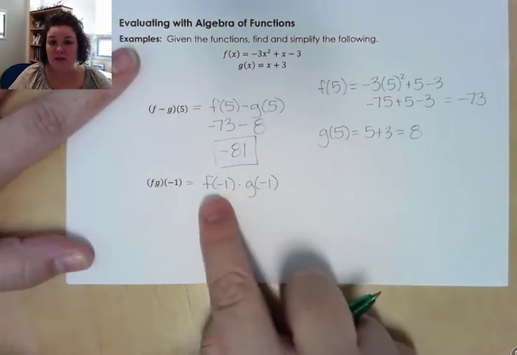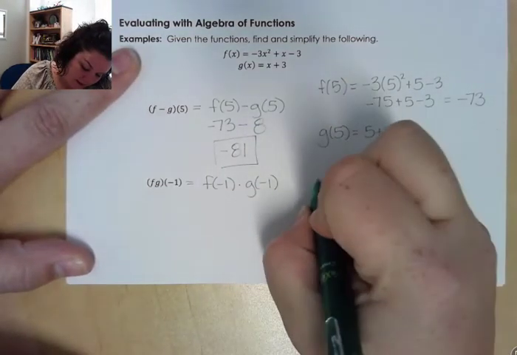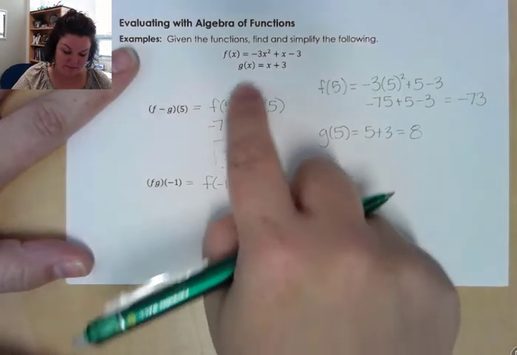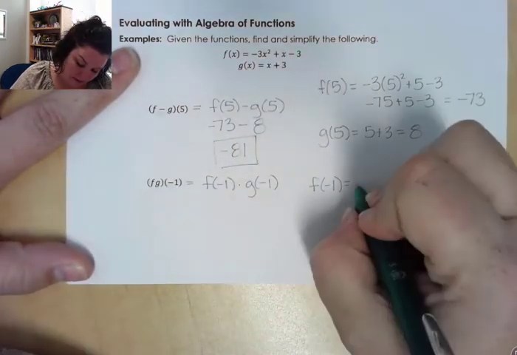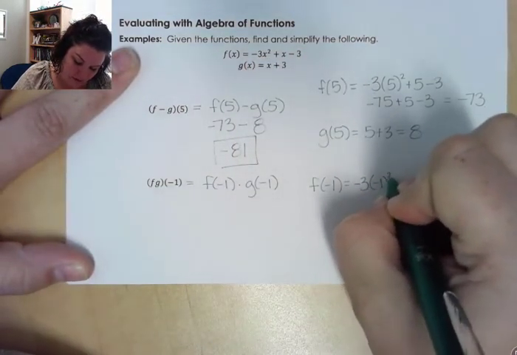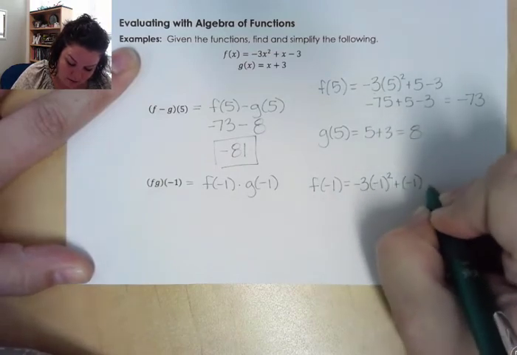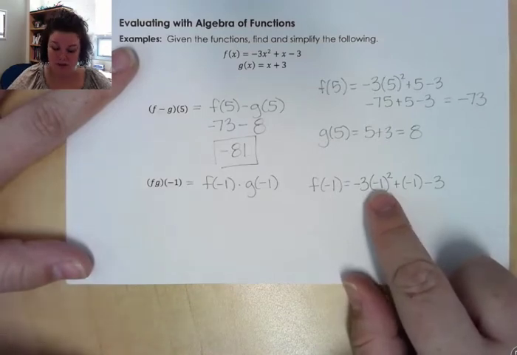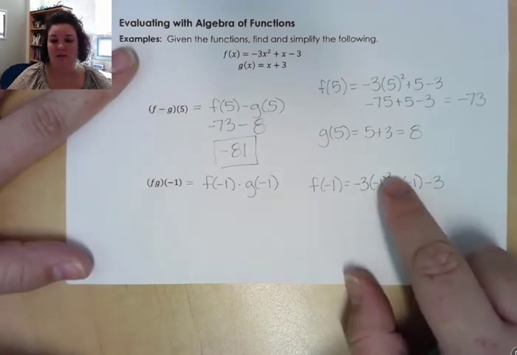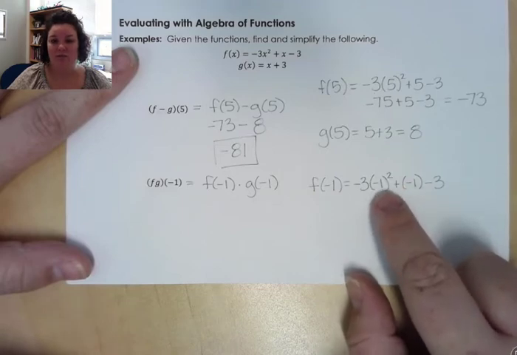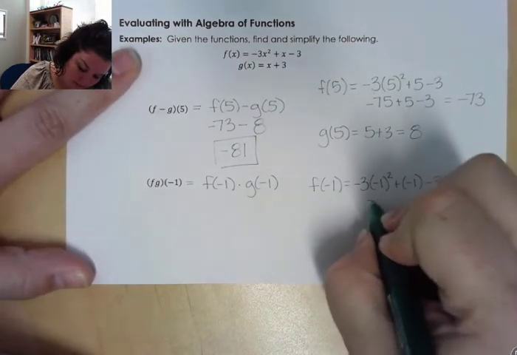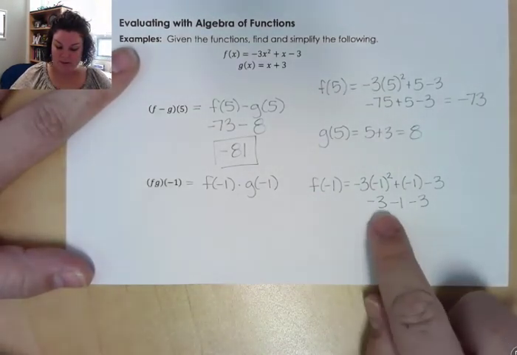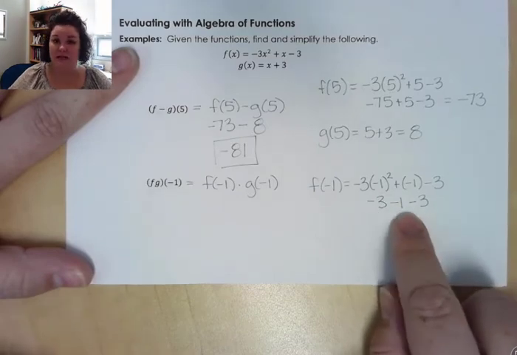So I need to know what these two things equal. So off to the side, I'm going to go ahead and calculate what f of negative 1 is by plugging negative 1 into my f function everywhere I see an x. So I have negative 3 times negative 1 squared plus negative 1 minus 3. And then I just need to simplify. Remember, I do exponents first. So negative 1 squared makes that a positive 1. And then positive 1 times negative 3 is a negative 3. Okay. And then I have a minus 1 and a minus 3 here. And when I combine these, negative 3 minus 1 is negative 4.